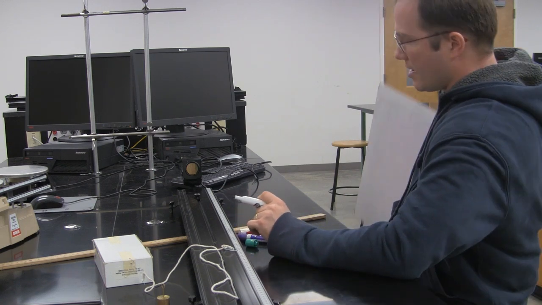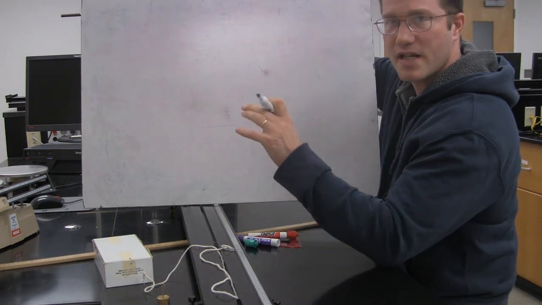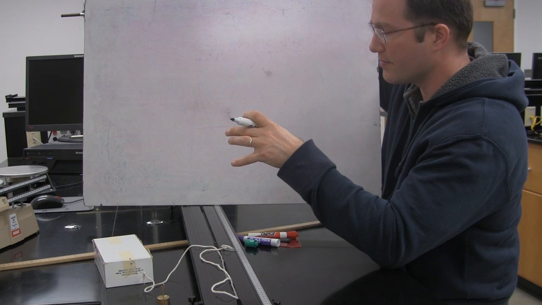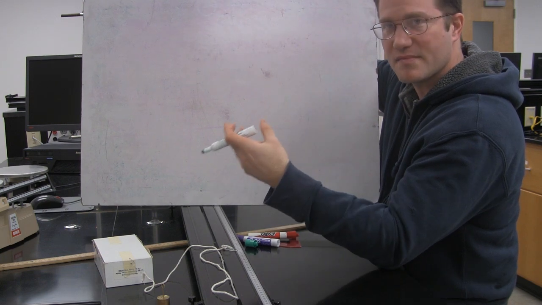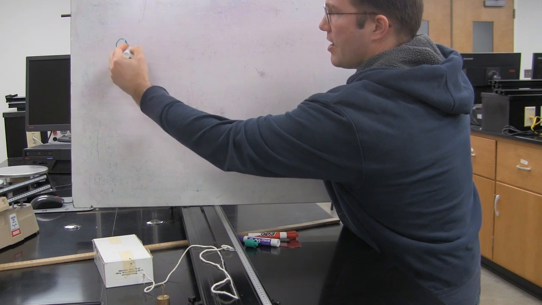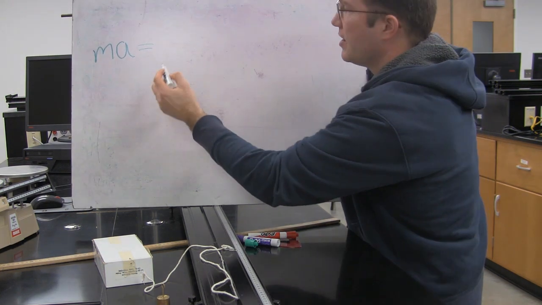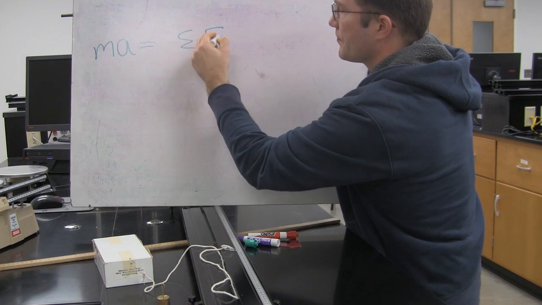Now, as we know from Newton's second law, the net force on an object or a system is equal to the system mass times the acceleration. And so we would say that acceleration times mass is equal to the net force.